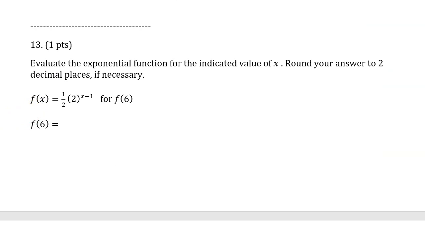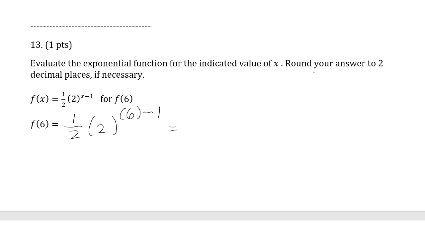In this problem, we want to evaluate the exponential function for the indicated value of x. Round your answer to 2 decimal places if necessary. I want to calculate f of 6. That means that I'm going to rewrite the problem and I'm going to open up a hole for where I used to have the variable x, and I'm going to put the 6 inside the hole. That will protect me from making an order of operations error.